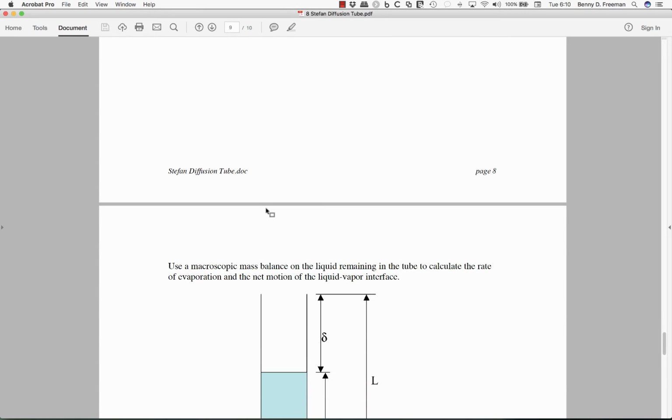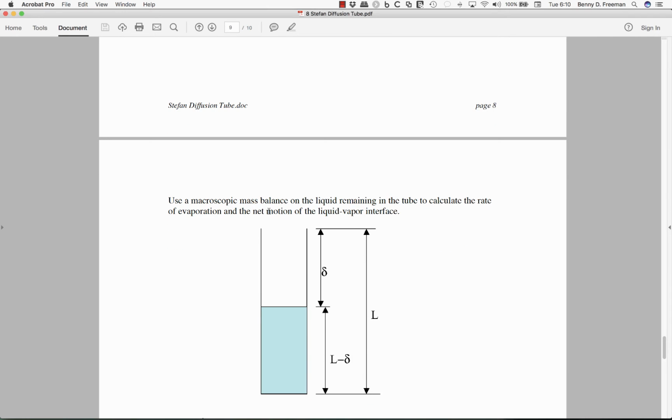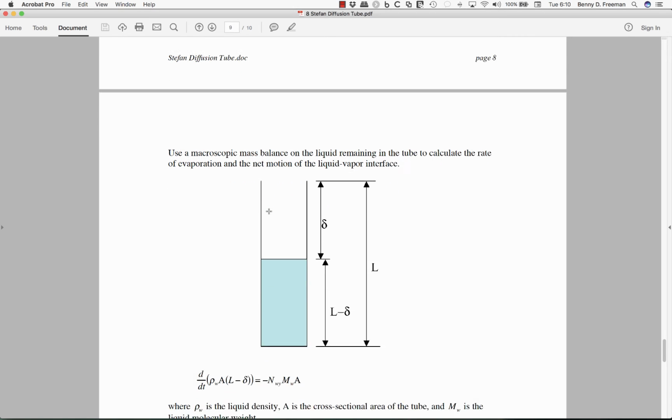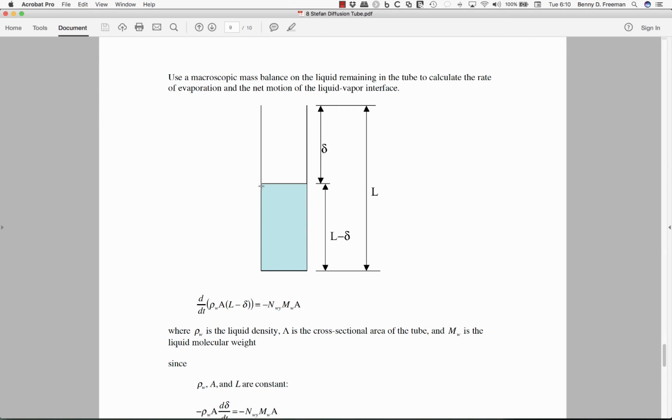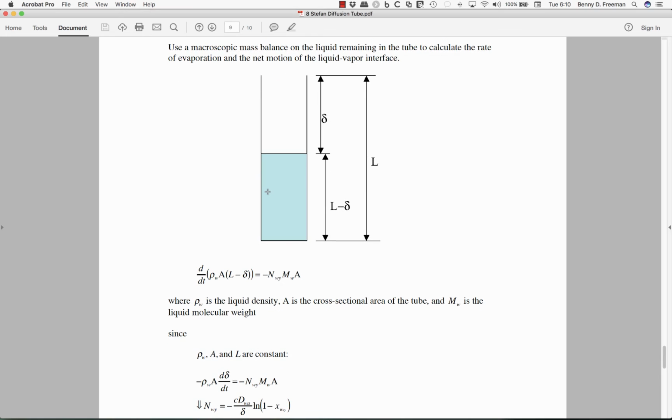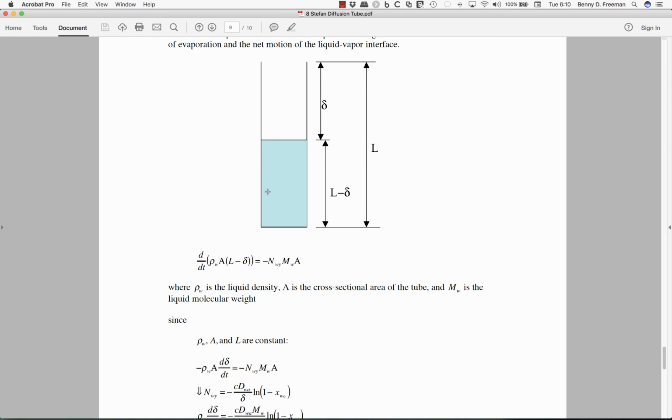The last little bit of this is that we can carry out the macroscopic mass balance that we did in our previous analysis of the Stefan tube, and use that to get a more accurate estimate of the time over which the evaporation will occur.